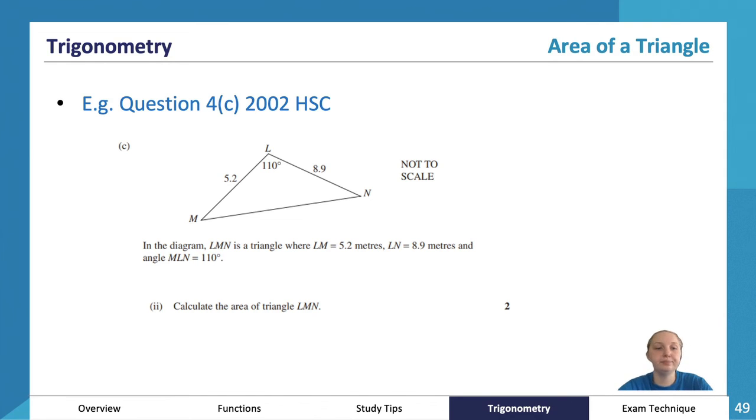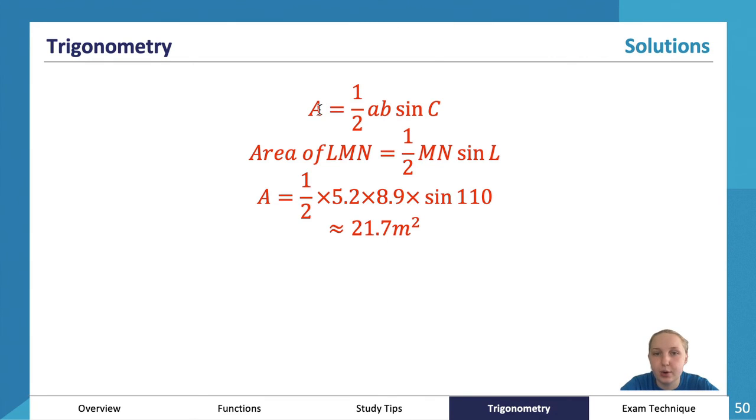Alrighty, so again, this is not too tricky. Area of a triangle is just about substituting things into a formula. So our area equals half times a times b times sine C. Therefore the area of LMN is equal to a half times m times n times sine L. Recognizing here that you've got the two sides, and whichever side you're not multiplying, that's the angle that you use.